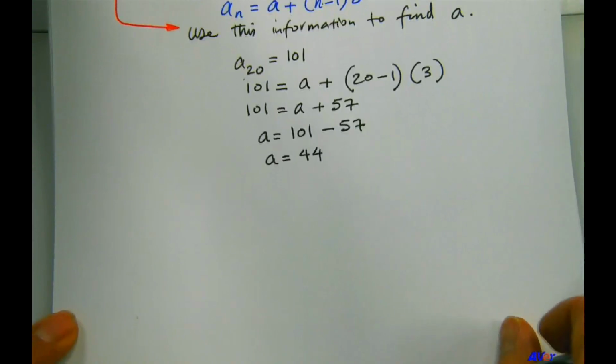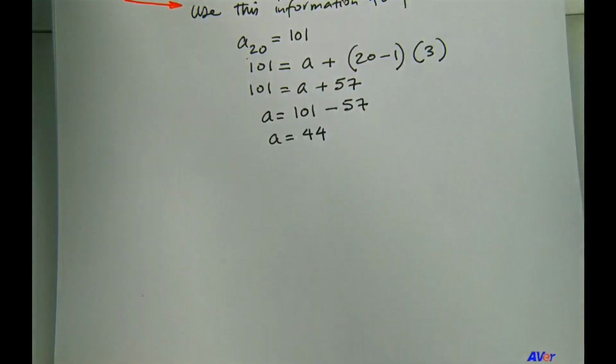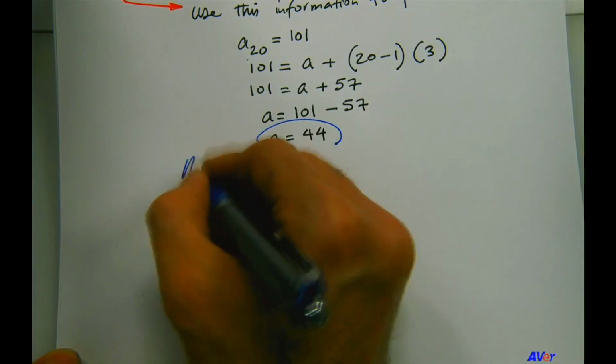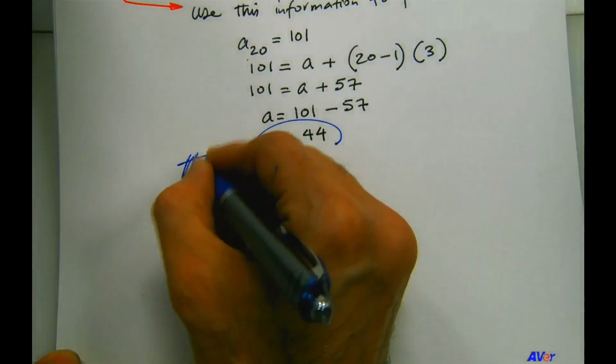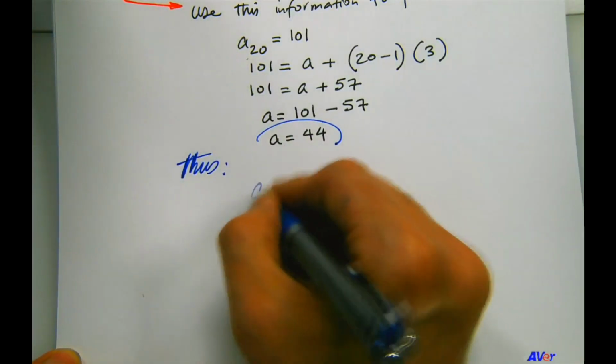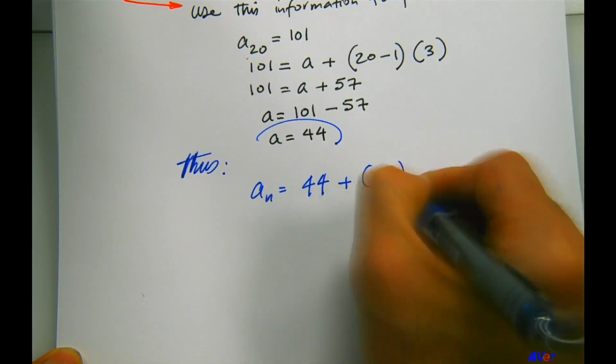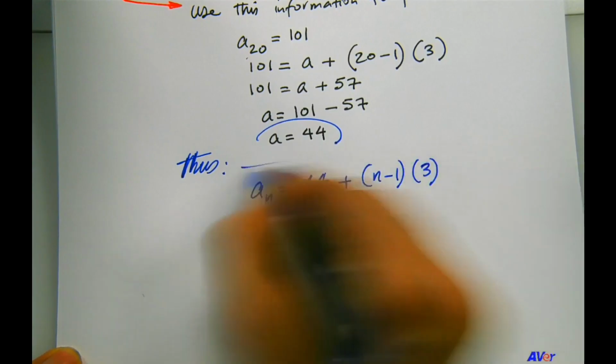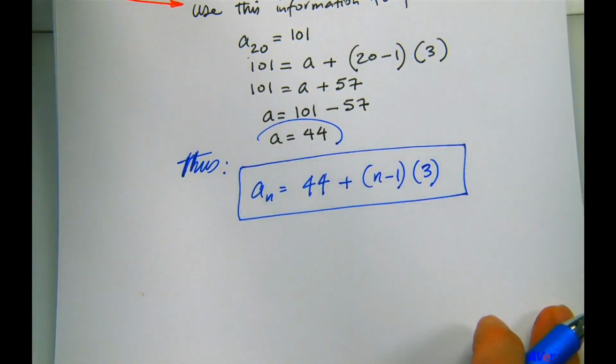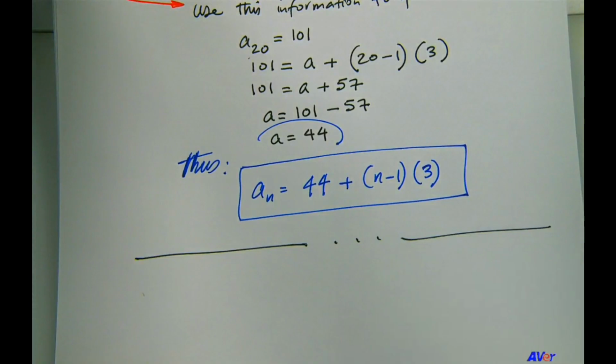Okay, so now that we have 44, the first digit in the sequence, we can write down the nth term formula for this sequence. And so we have, so thus, A sub n is equal to 44 plus n minus 1 times 3, like that. Okay. I hope things are starting to make sense.